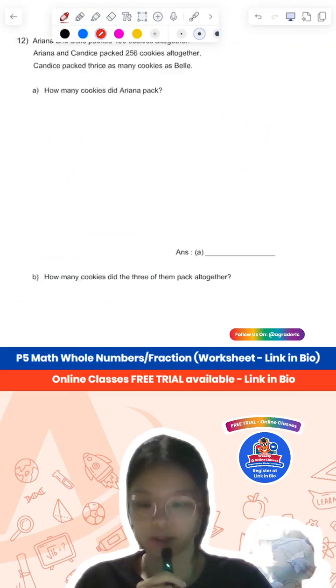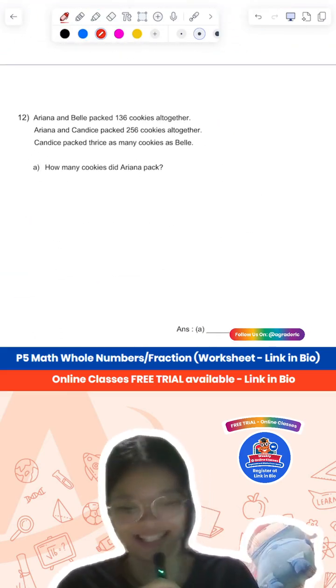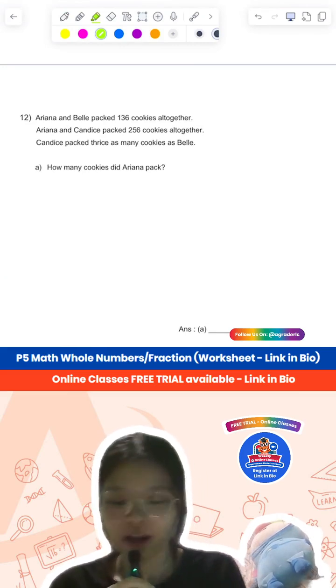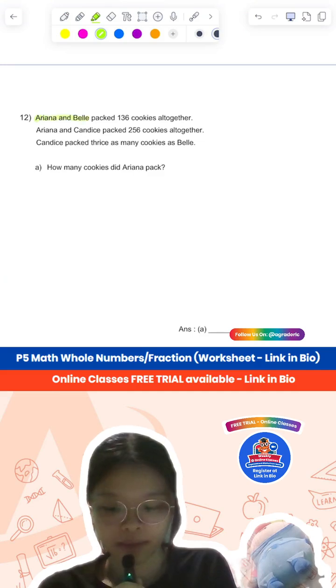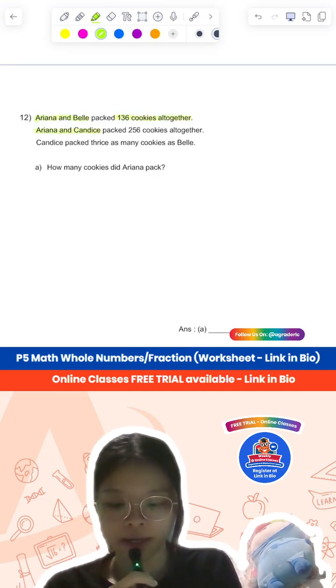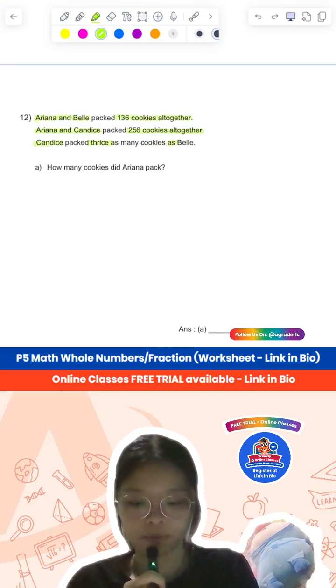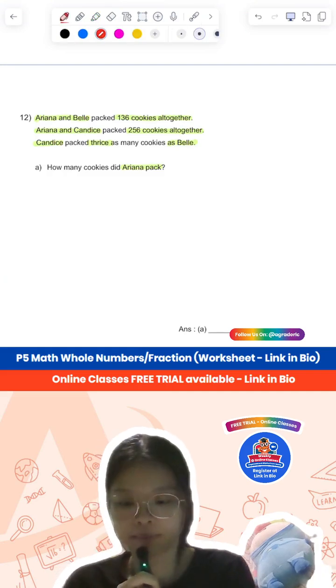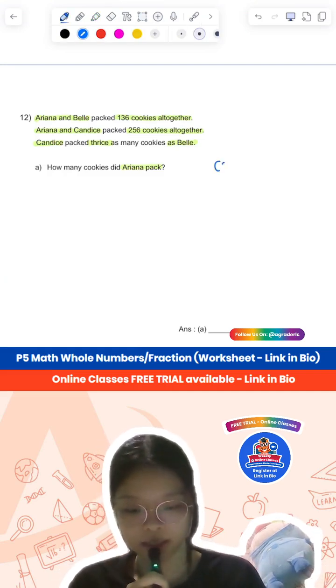Why question 10? This one is question 12. Next one, question 12 apparently should be 11, okay? Ariana and Belle packed 136 cookies altogether. Ariana and Candice baked 256 cookies altogether. And I know Candice packed thrice as many cookies as Belle. Part A, how many cookies did Ariana pack? Okay, what concept is this? Can y'all tell me?